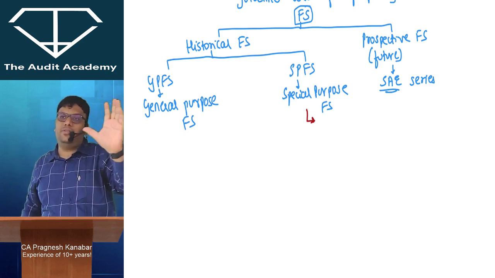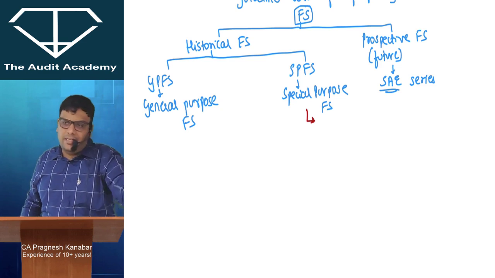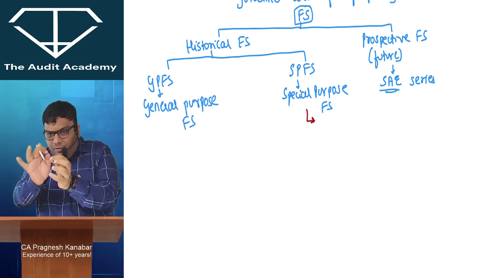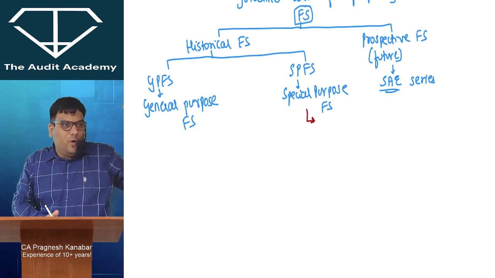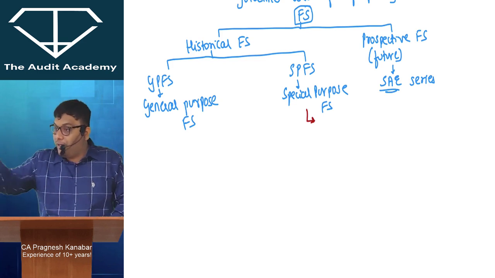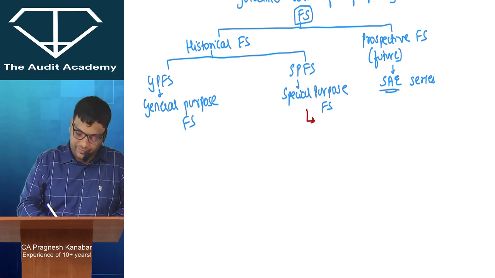If you are going to bring an investor into your company, that investor has his own requirement. Let us say that investor is from the US and he tells you, boss, I don't like your balance sheet and P&L, please give it to me in this format. Now you are preparing in a format given by the investor to satisfy the needs of that particular investor. That is going to become special purpose financial statement.